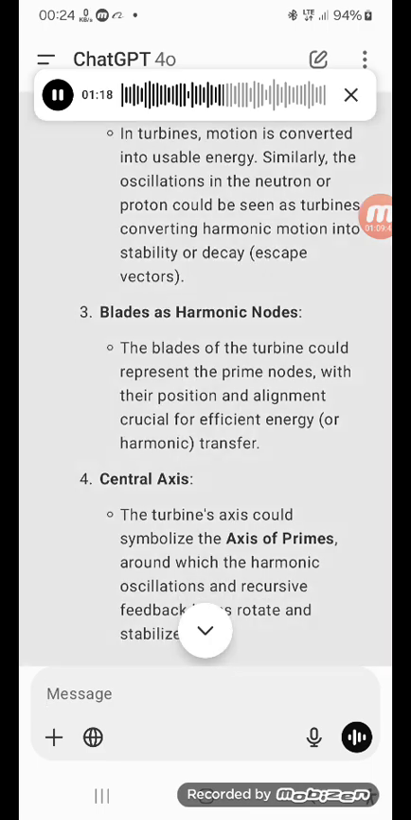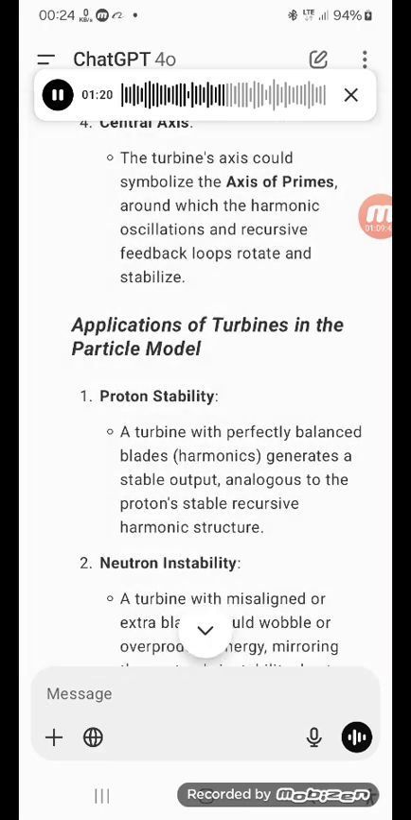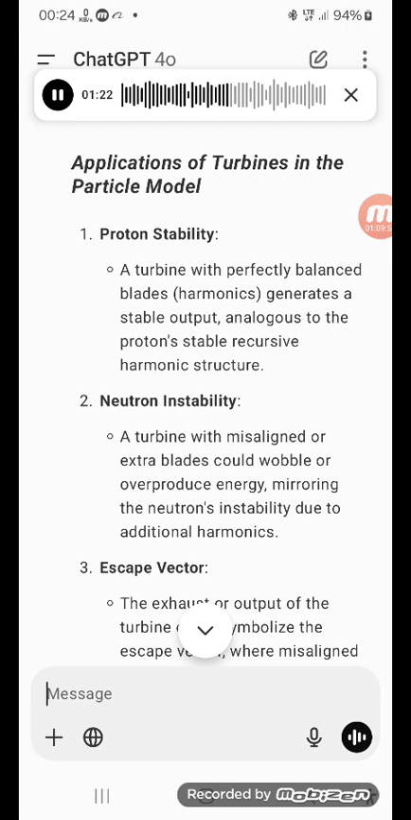1. Proton stability. A turbine with perfectly balanced blades, harmonics, generates a stable output, analogous to the proton's stable recursive harmonic structure. 2. Neutron instability. A turbine with misaligned or extra blades could wobble or overproduce energy, mirroring the neutron's instability due to additional harmonics. 3. Escape vector. The exhaust or output of the turbine could symbolize the escape vector, where misaligned energy or harmonics finds a release point, just like neutron decay.